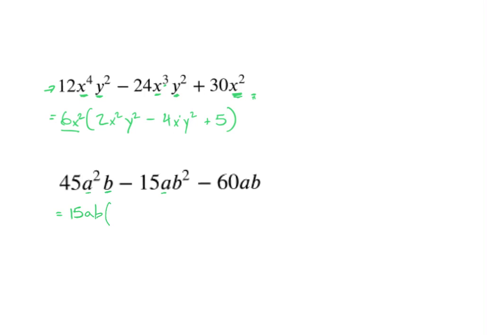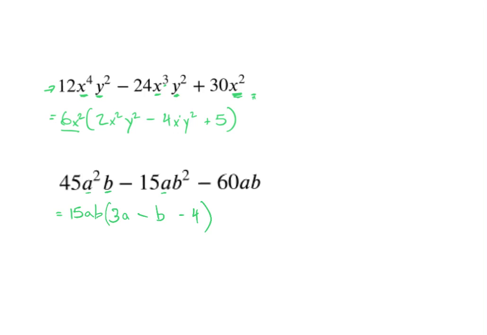And then, again, just divide everything by 15ab. So 45 divided by 15 will be 3. a squared divided by a will give me a. b divided by b, those cancel out. The next term, 15 divided by 15, those cancel out. The a's cancel out. I've got b squared divided by b, so that's just b. The last term, 60 divided by 15 is 4, and the a's and the b's cancel out. So there I have it, 3a minus b minus 4.